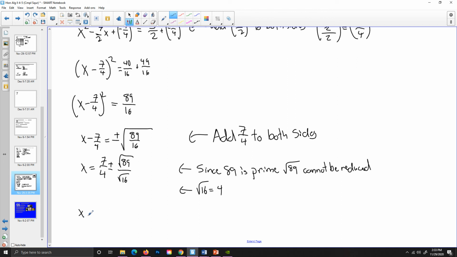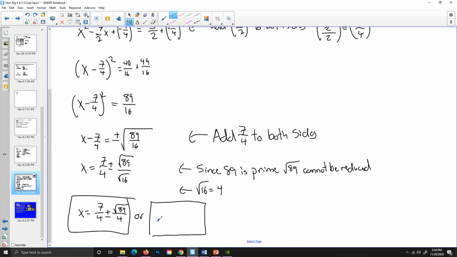So we can reduce this down to 7 over 4 plus or minus the square root of 89 all over 4. Now this is good like this, or since we have common denominators, we can rewrite it as x equal to 7 plus or minus square root of 89 all over 4. Both of those two forms are correct.